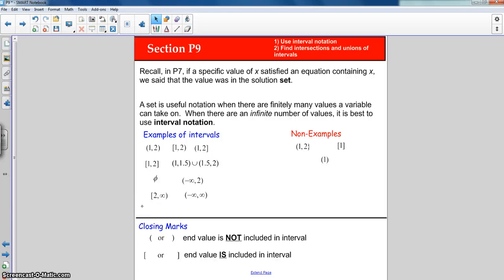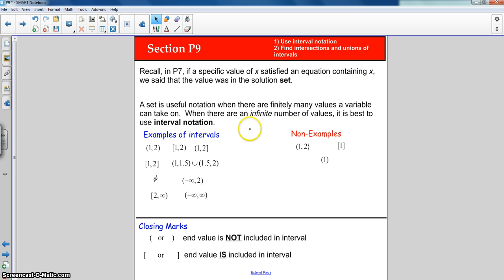The first skill in P9 is to be able to write answers in interval notation. In P7, we were able to solve equations and we determined a solution set. Well, that means that the variable was able to take on one specific value. Now in P9, we're actually saying that a variable could take on many more values, and in fact, infinitely many, anything that is between any two numbers.